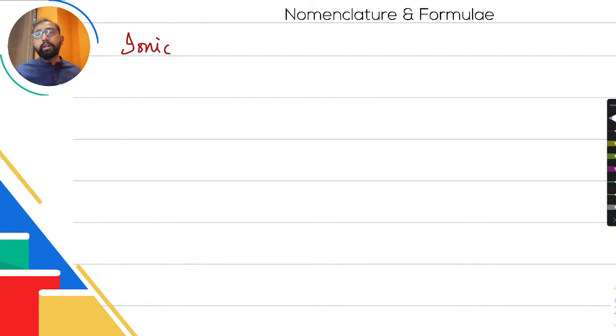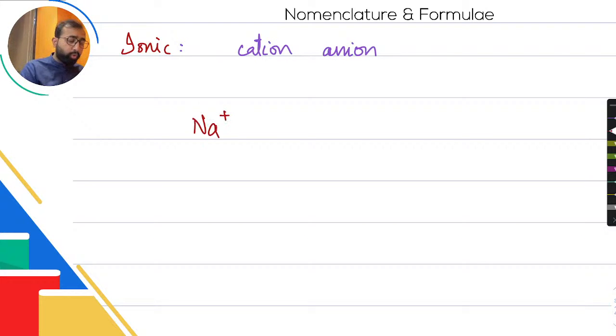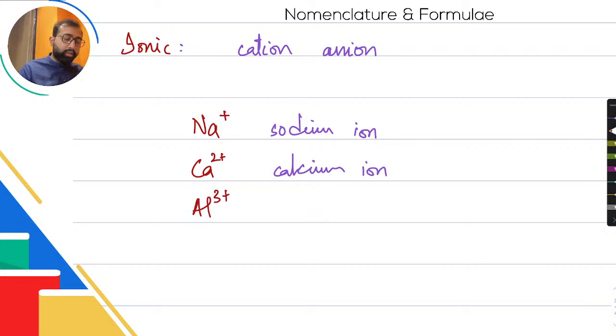Now, how do you name them? The names are again very simple. Because ionic substances are made from cations and anions, we say the name of the cation and then we say the name of the anion, and usually at the end we put either IDE or something. So we just name the cation, we just name the anion. So how do you name the cation? Cation, for example, sodium with a positive charge is called sodium ion. There's no different name. Sodium ion, that's what it's called. Calcium with a positive 2 charge is called calcium ion. And aluminum with a positive 3 charge. It's called aluminum ion.